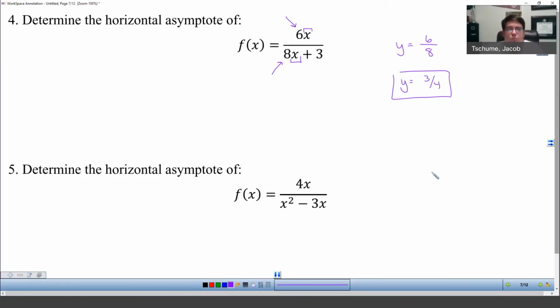Number 5 says, what if f of x is equal to 4x over x squared minus 3x? Well, if you look at the highest power on top and the highest power on the bottom, it's very easy to see that the power on the bottom is obviously greater than the power on top. That means you don't have to do any work here. This is rule number 2. Your answer is automatically y equals 0. So that would be your horizontal asymptote for number 5.